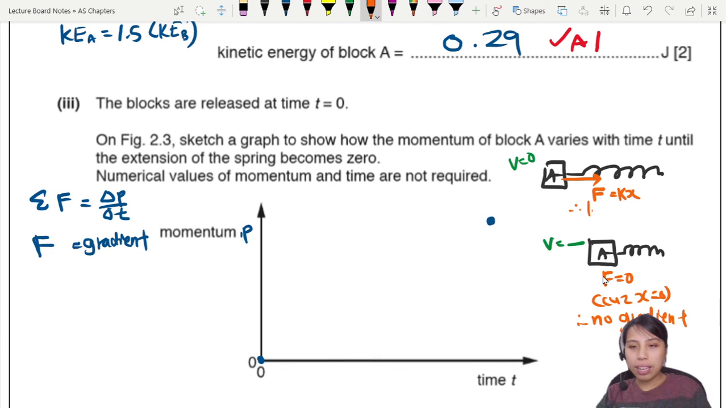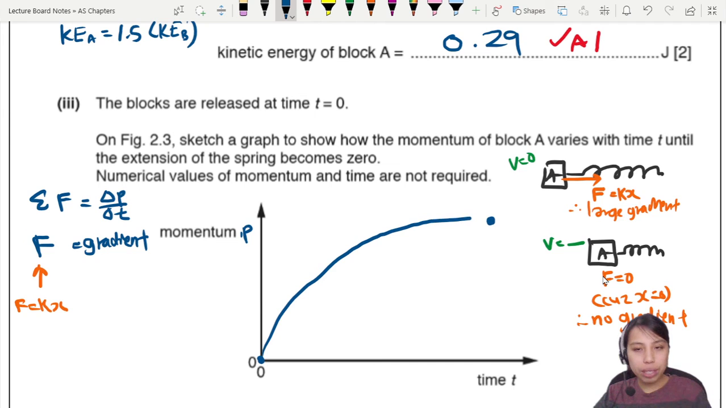And this one is large gradient, because this is our Hooke's law: F equals kx, and that is related to the gradient. So you draw something like this, large gradient, eventually you must get flat. And that's it. That's how you can tell your graph.